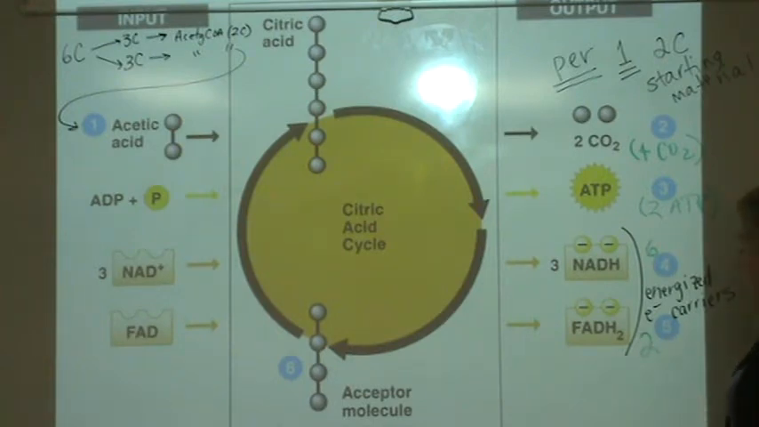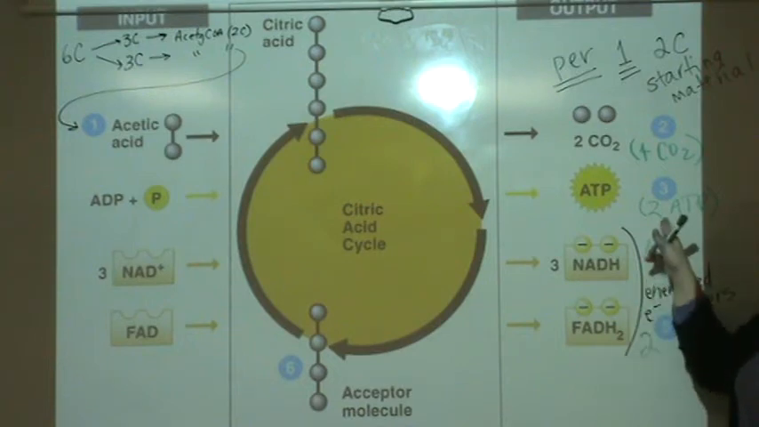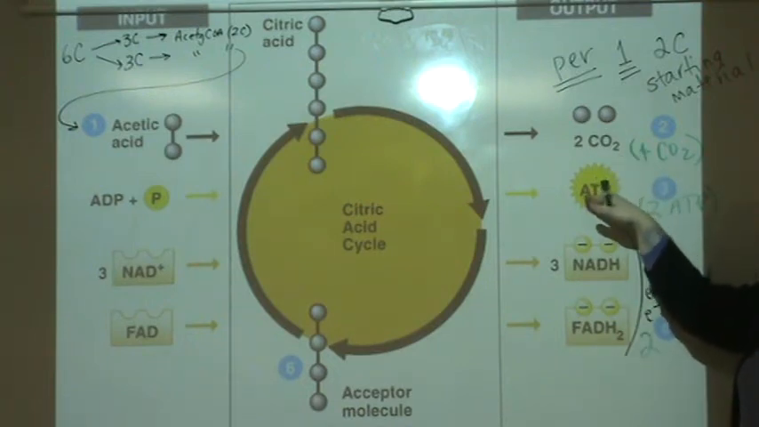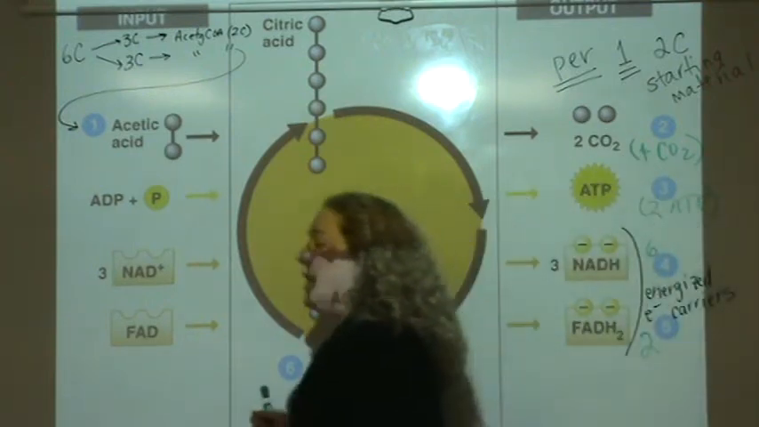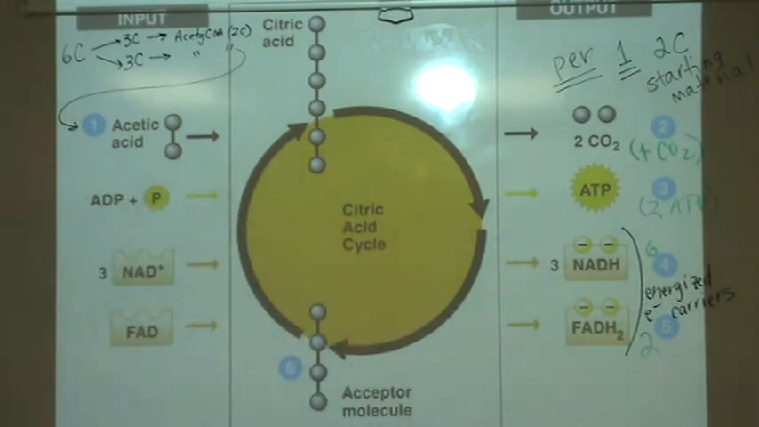So citric acid cycle is complex, somewhat irritating, but very productive for the cell as far as making energized electron carriers. Got 2 ATP, waste CO2, which is not really important to the cell, but we've got a lot of energized electron carriers.